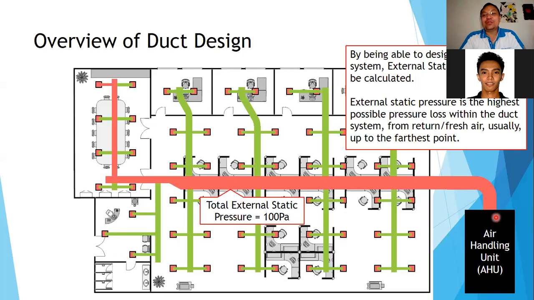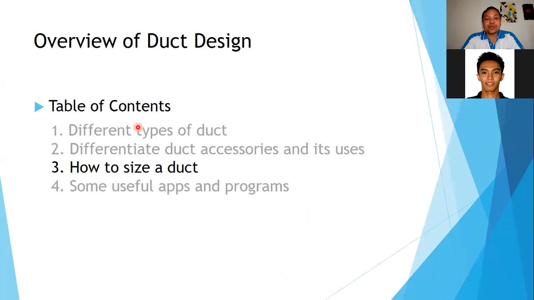We're talking about the external, which means external to the air handling unit, not counting your fan pressure drop, your coil pressure drop, your filter pressure drop, but only the external side of your air handling unit. That is the reason why we design this duct system, so that the pressure from your air handling unit all the way to the farthest point, all the way to the end, is as low as possible. All right. So that's it, how to size a duct.